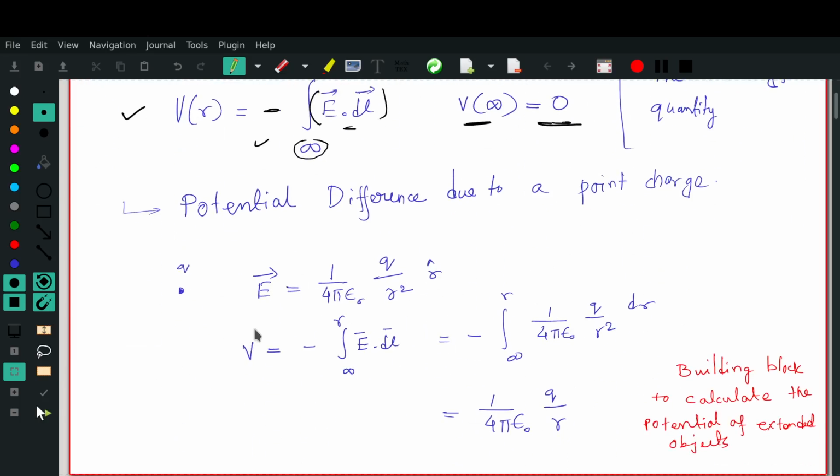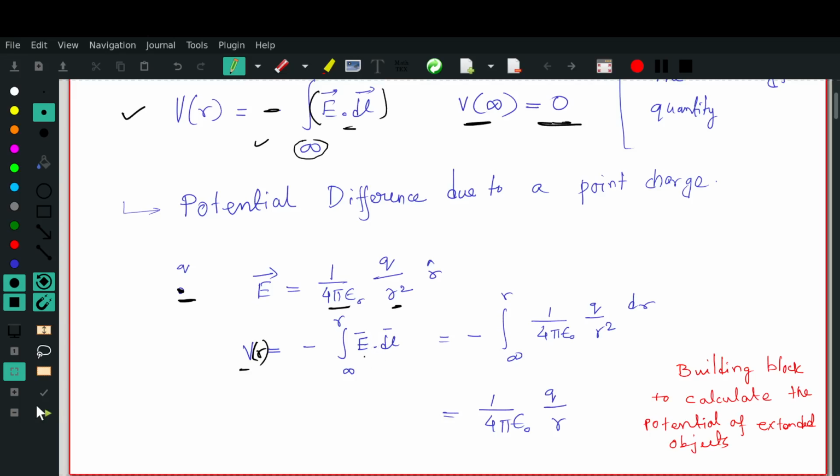So let's look at some very basic examples of how this potential is calculated. For example, let's say I have a point charge here. The point charge has charge q, and it is just a point. From Coulomb's law, we know its electric field is just 1 by 4 pi epsilon 0 times q by r square. This is just the electric field. Now if I want to calculate the potential at some point r, I will have to do this integration.